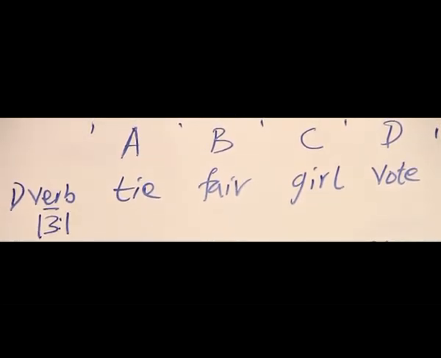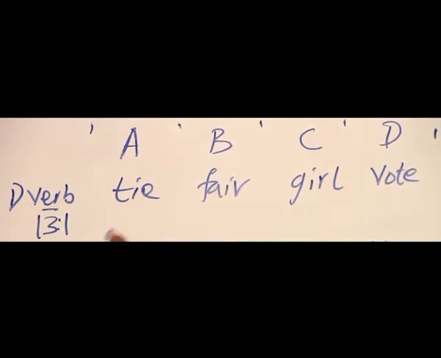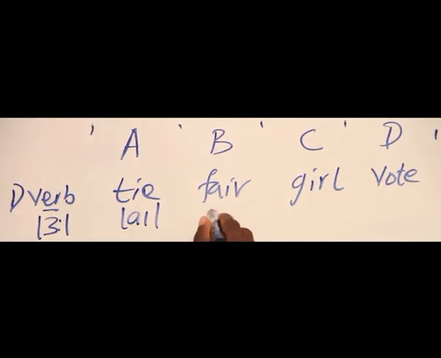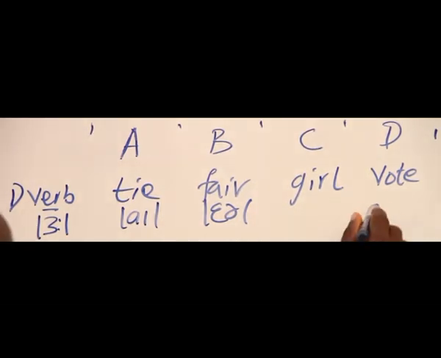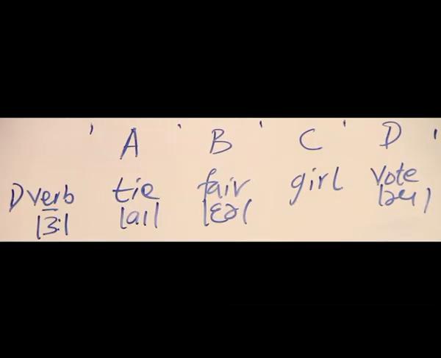Now, we can quickly eliminate A because what we have there is a diphthong. B is also a diphthong. Then we have D, which is also a diphthong. So you can see your answer.